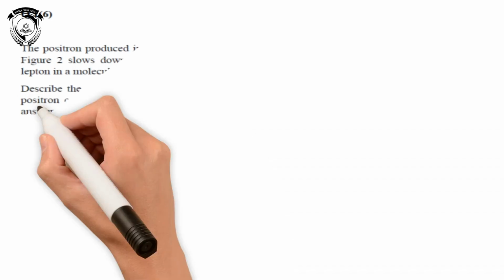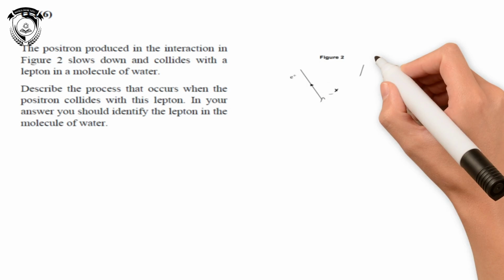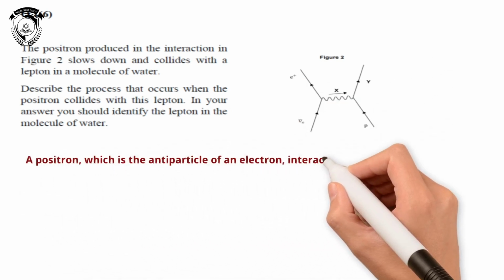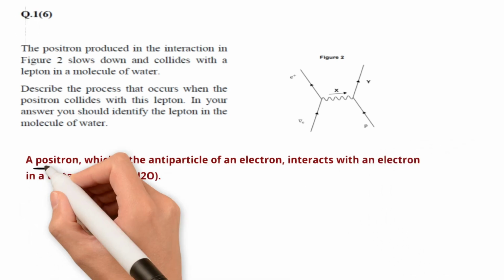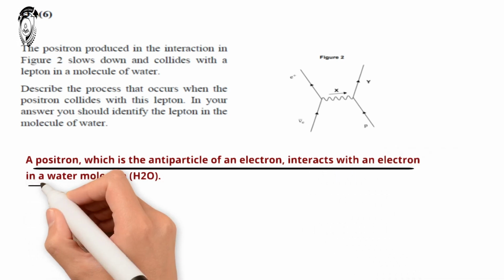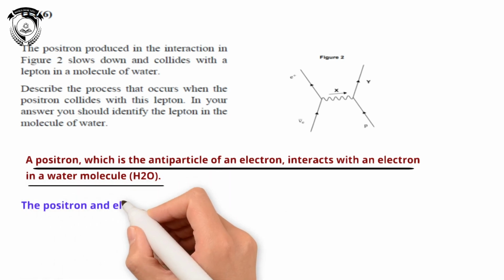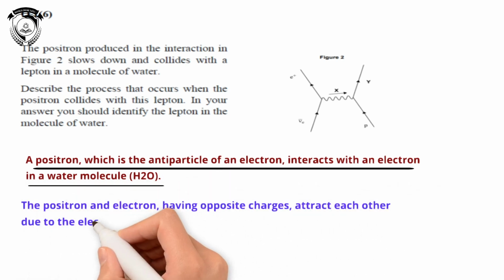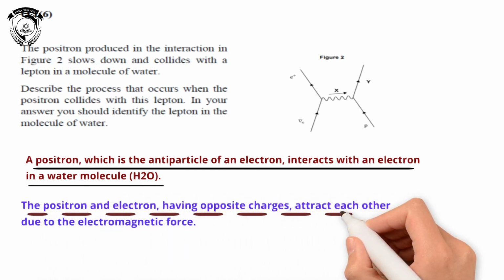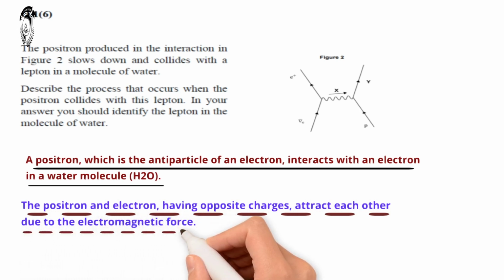Okay, question 1.6. They say that a positron that is produced in the interaction collides with a lepton in the molecule of water, and you have to describe the process that occurs when the positron collides with this lepton. In your answer, you should identify the lepton in the molecule of water. See this Feynman diagram and understand that a positron is actually an antiparticle of an electron. And if it is an antiparticle of an electron, then if it interacts with an electron in the water molecule, what will happen? Just try to recall a process which is called annihilation.